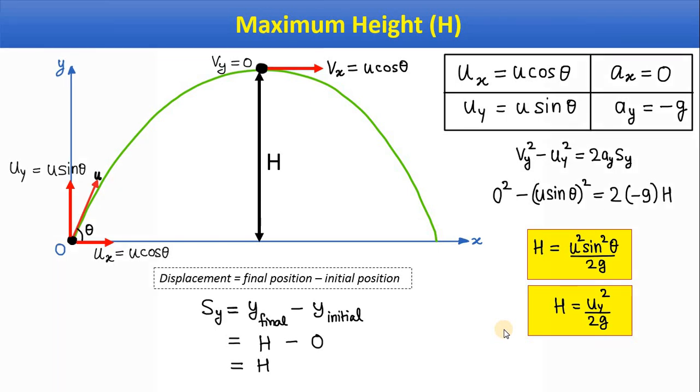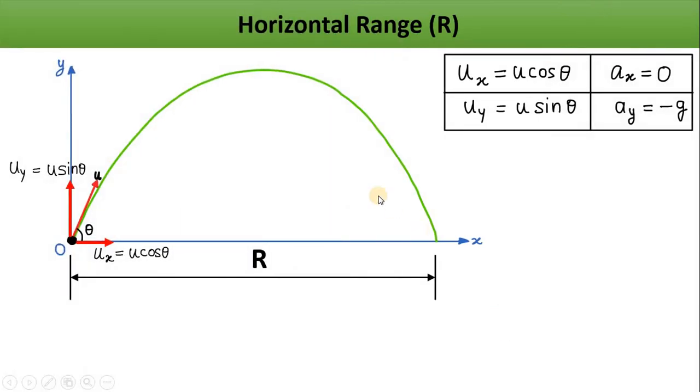Next derivation: horizontal range. Now we want to find what the horizontal range is. The meaning of horizontal range is, from the starting point to the ending point, how much the particle has moved along the horizontal direction. This much distance is called the horizontal range. You can say it is the horizontal distance on the ground between the landing point and the starting point, called the range or horizontal range. Let us represent it by r.